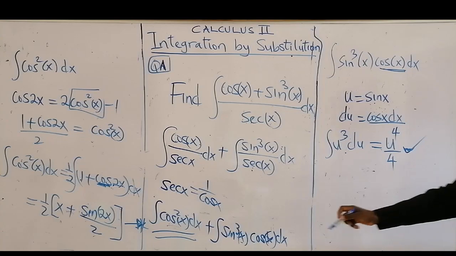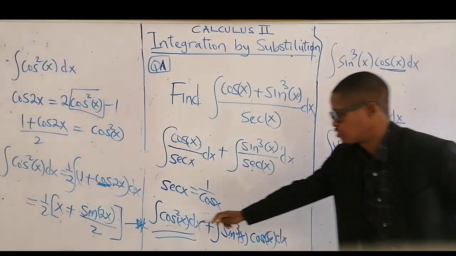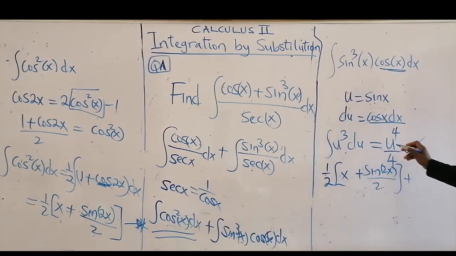Can we combine the two together? I mean this one and this one together. The first one we have, and then plus, you can return this one back. Your U is sine x. That will be sine to the power 4 of the function over 4 plus C. And that finished that question.